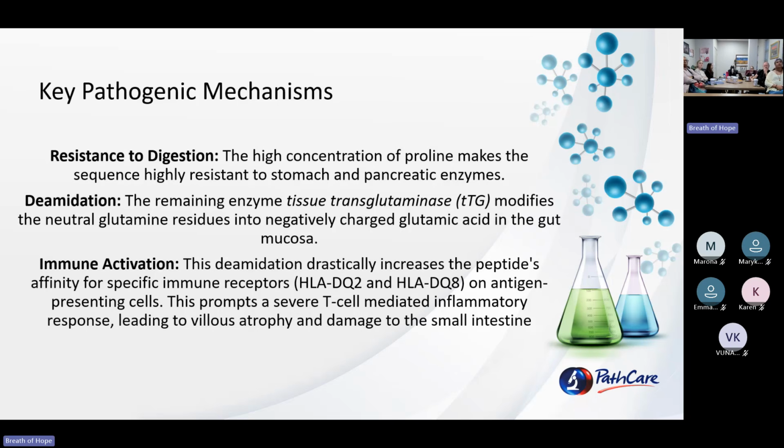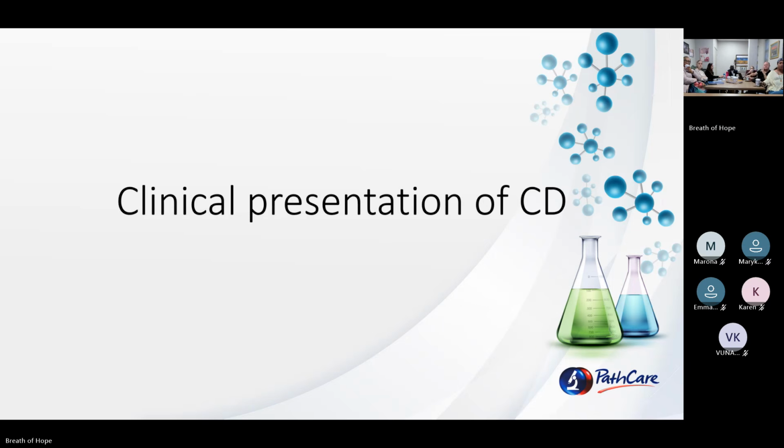So the pathogenic mechanism is: you basically have the resistance to digestion of your gliadin, then your deamidation by your tissue transglutaminase, and then your immune activation, which leads to the whole sequelae of the damage to the small intestine.